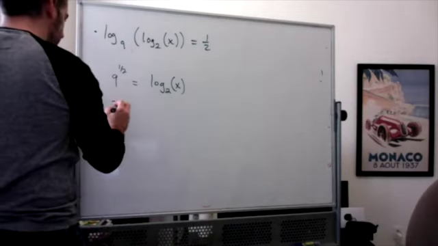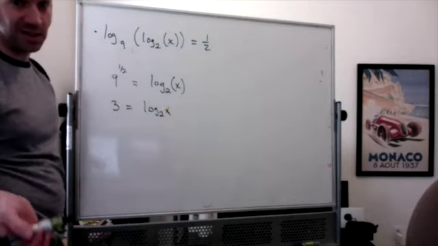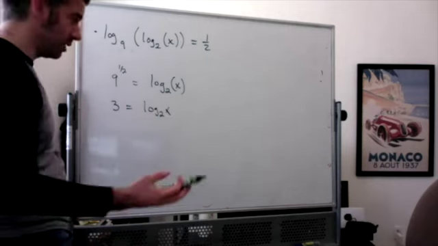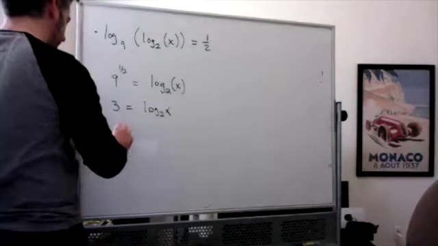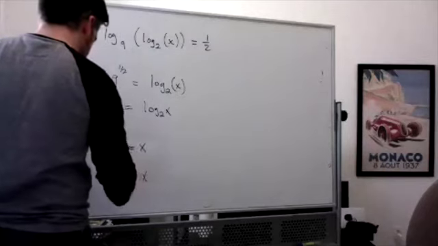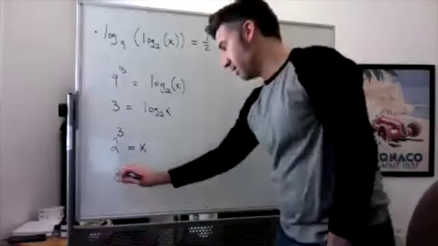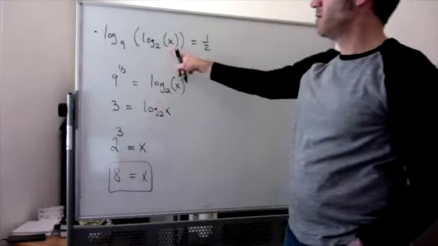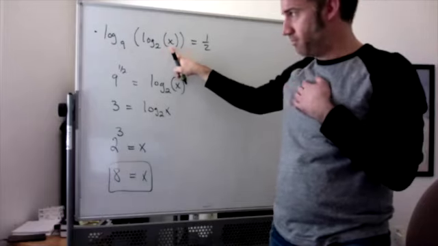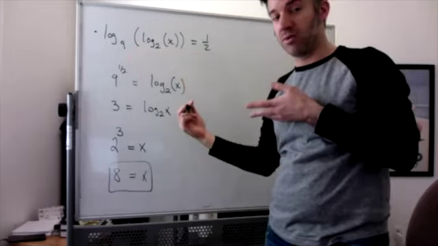So 9 to the 1/2 is 3, equal to log base 2 of x. And then we can do the same kind of thing. We can rewrite this logarithmic equation as an exponential equation. The base is 2, the power is 3, it's equal to x. So x is equal to my favorite number, which is 8. And that does make sense. If we plug back in 8, log base 2 of 8 is 3, because 2 to the 3rd equals 8. And then log base 9 of 3 is 1/2, because 9 to the 1/2 power equals 3.